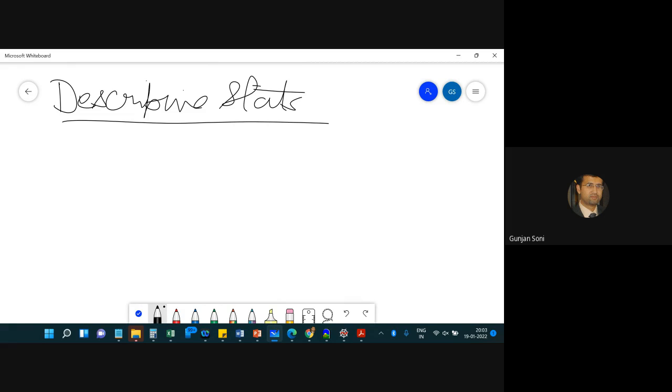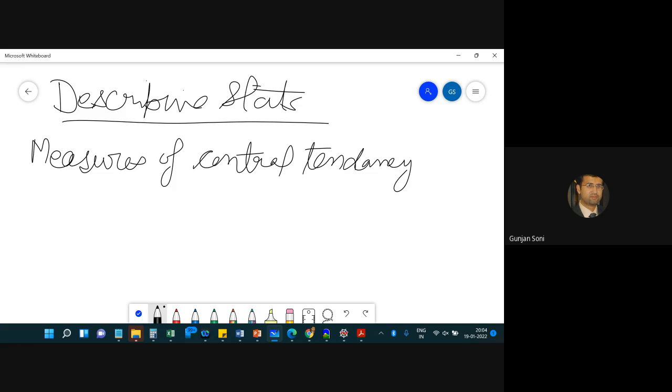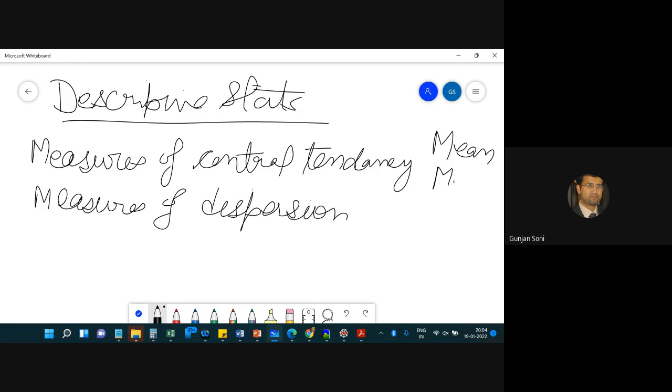Now, in descriptive statistics, there are two measures. How do we measure the parameters which are there through descriptive statistics? So we say measures of central tendency. And the second one is measures of dispersion. So measures of central tendency are, you can say, mean, median, mode, which talk about the centrality of the data.